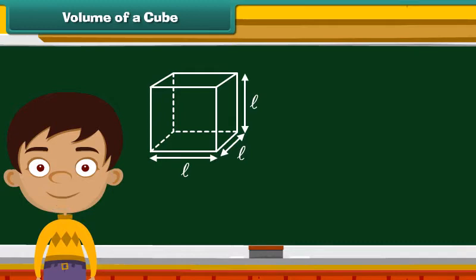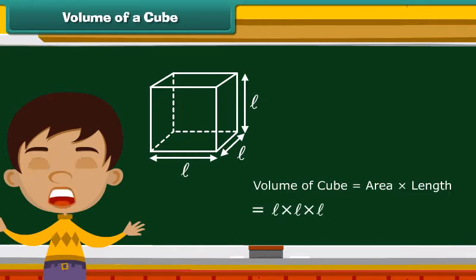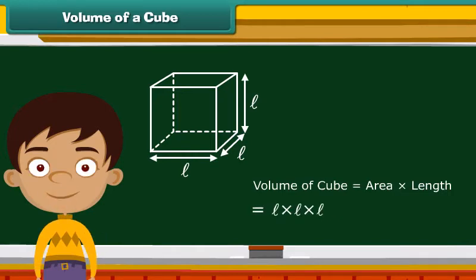Note that all the sides of a cube have the same length, L. To find the volume of the cube, we just need to multiply the area, A, with L. Hence, by multiplying these three L's together, we get L cubed. Therefore, the formula for the volume of a cube is L cubed.